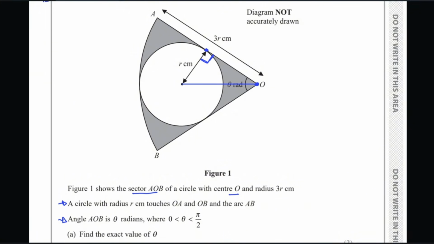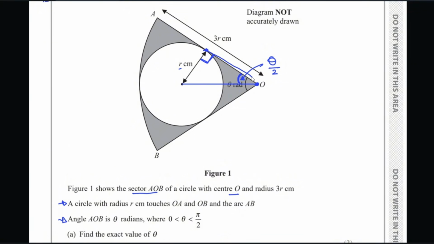Okay, let's try this. And then we can see that this angle here would be theta over 2. And what else do we know? So for this angle theta over 2, the opposite side is r centimeters.